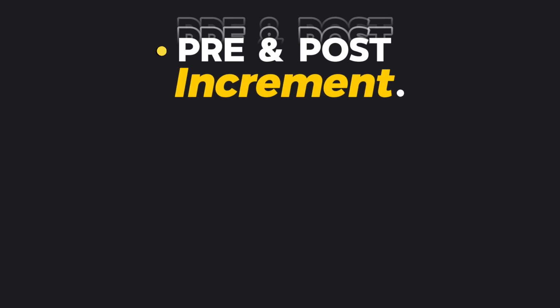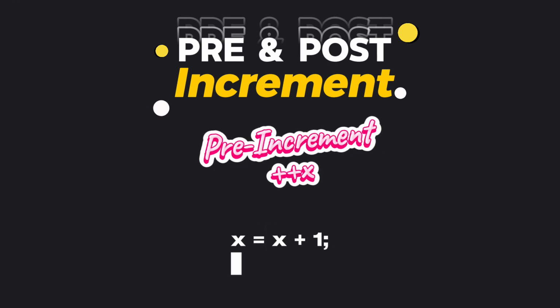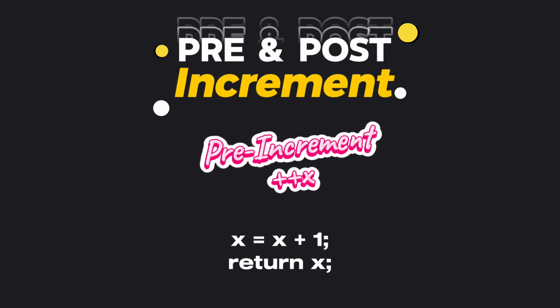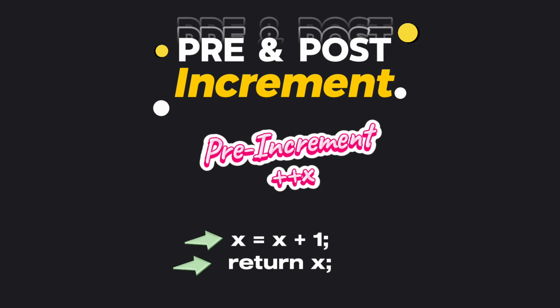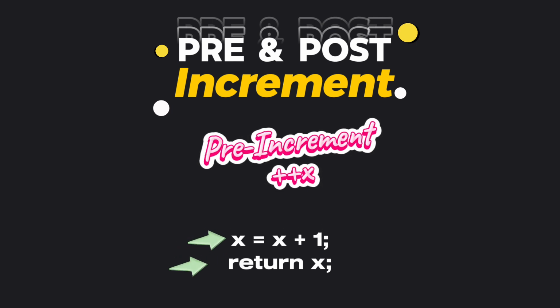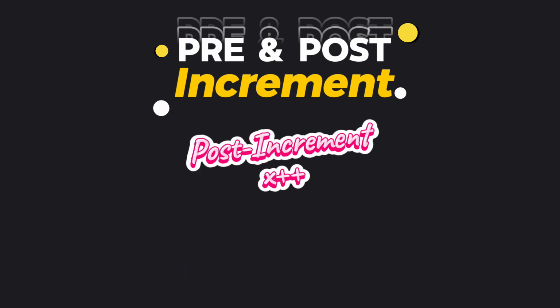Let me show you how pre-increment and post-increment actually work behind the scenes. Let's start with pre-increment. The implementation of pre-increment is: first, the value of x is increased by 1, and then the new value is returned. Simple and straightforward. Now, let's look at post-increment.